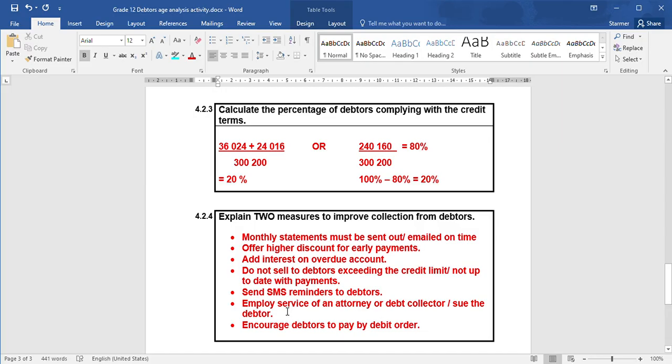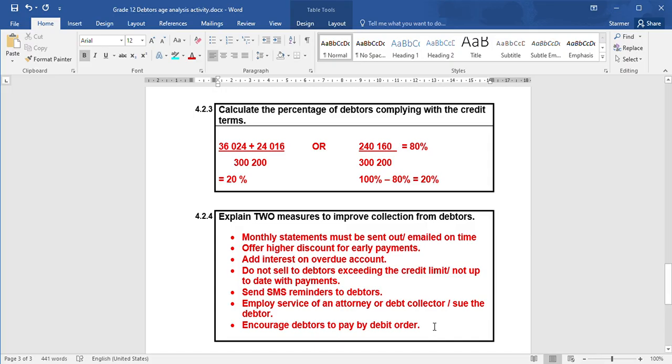If you employ a lawyer for somebody that owes you a small amount, you're going to pay more to the lawyer than what the debtor owes you. Obviously, therefore, it's not worthwhile. And then you could encourage debtors to pay by debit order. In other words, you know that on a certain date, you are going to be able to collect a certain amount from the debtor. So in that way, you're pretty much guaranteed to get payment from the debtor.